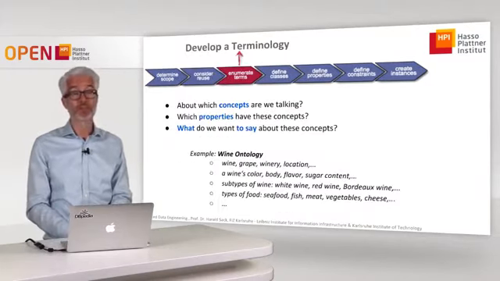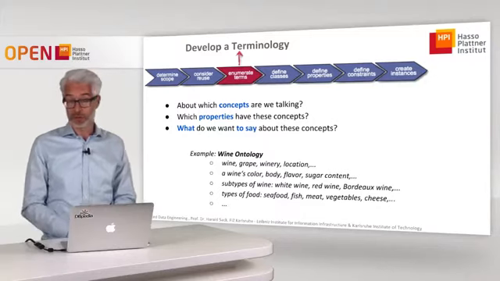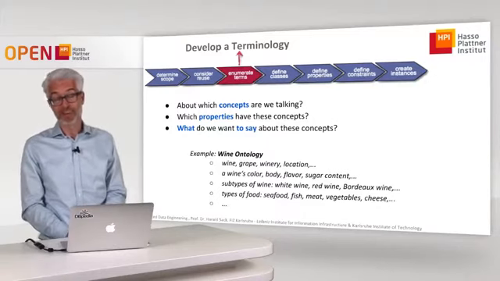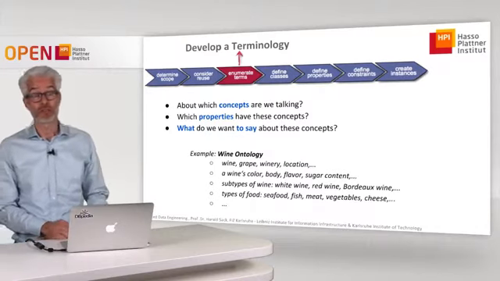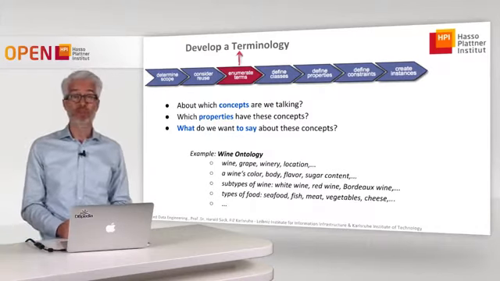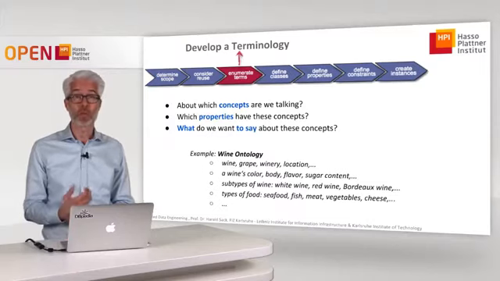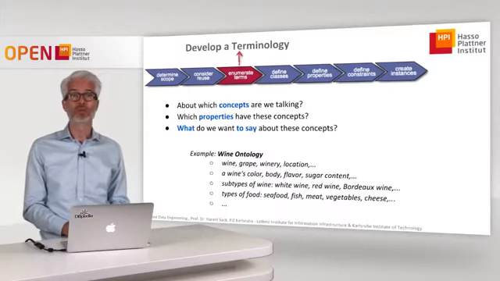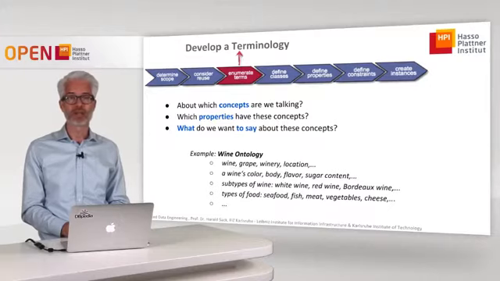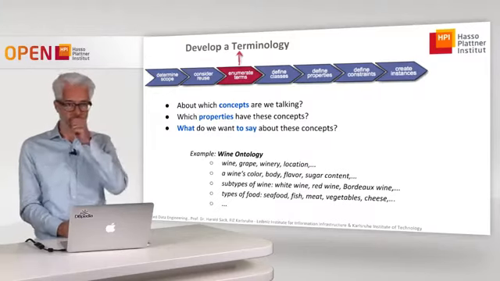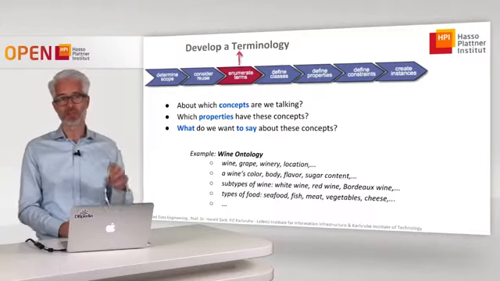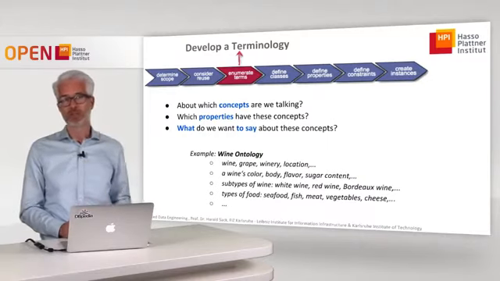Now let's create a new one. But before you start with defining classes and properties, first of all, you have to develop something which is called a terminology. So simply think about concepts. What are you talking about? What are the main concepts? And which properties should these concepts have? What do we want to say about these concepts? So this is simply a collection of vocabulary terms that are somehow important for your ontology.